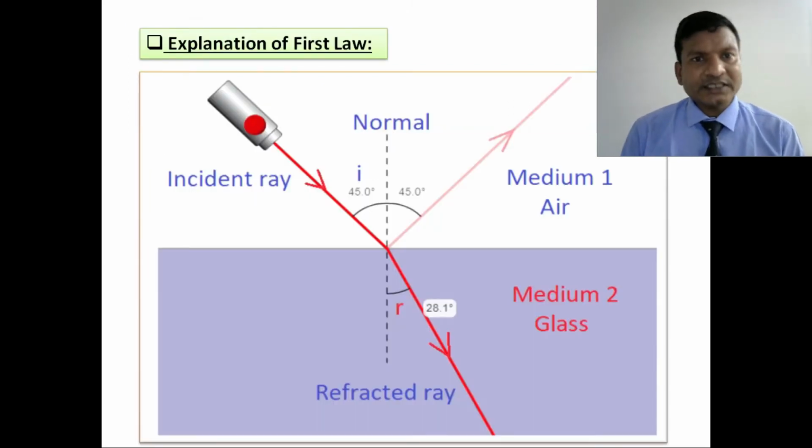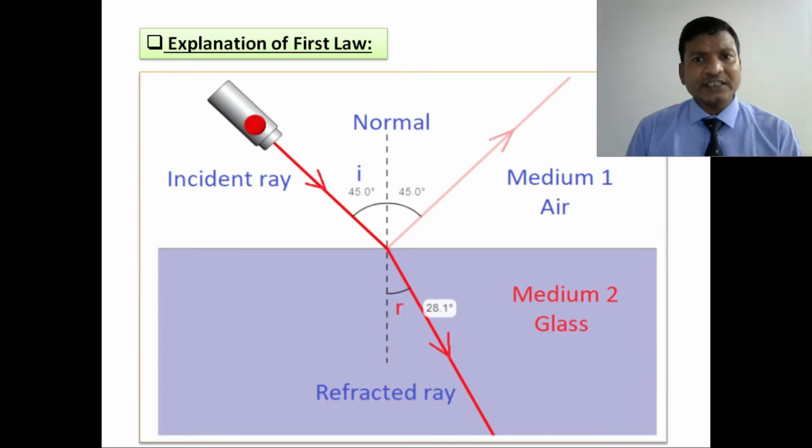So now let's see what the first law says. I'll be explaining you about the first law. So I repeat again, the first law of refraction says that the incident ray, the refracted ray and the normal drawn at the point of incidence all lie in the same plane. What is the meaning of this? All lie in the same plane.